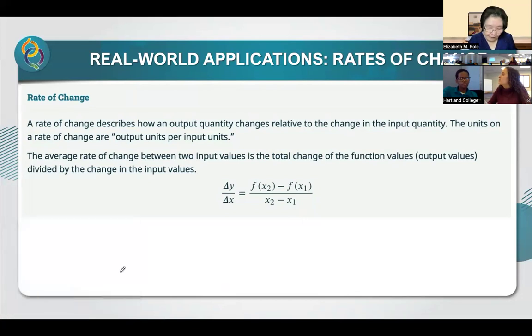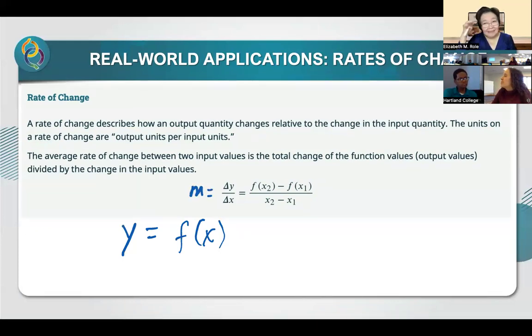Let me put my pen. So we say y is equal to f of x. Previously, we would say to get the slope, this was a slope previously. We said m. So the symbol is delta y over delta x.